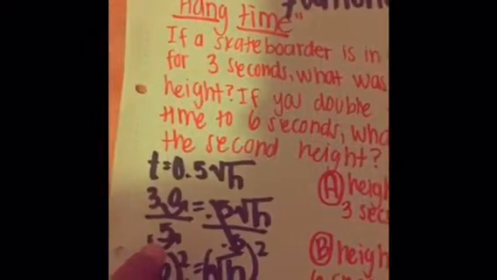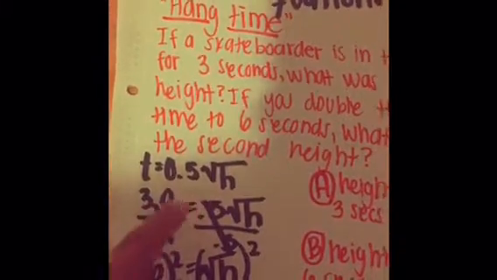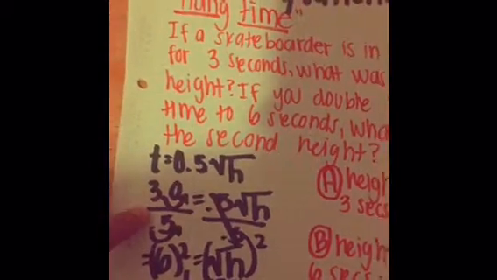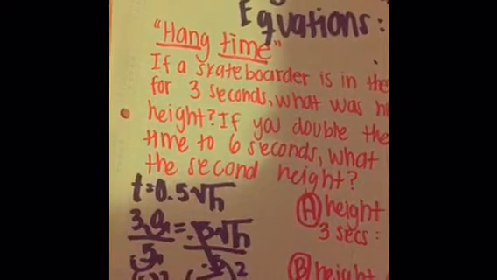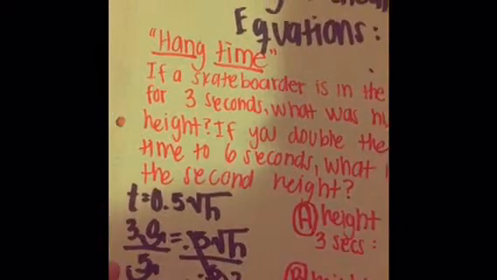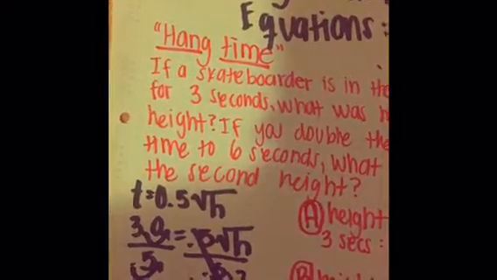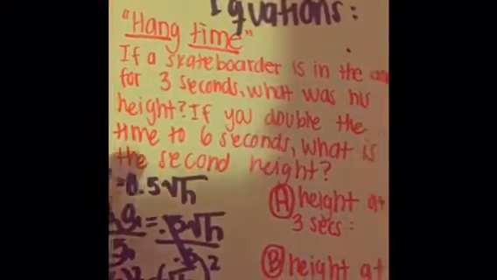You want to divide by 0.5 on each side, but you want to move that decimal over to keep this a whole number, to keep it simple. This cancels out, and you're left with the square root of h, where you want to get rid of that square root by squaring it, and then you're going to square the 6 too, so you get h equals 36 feet.